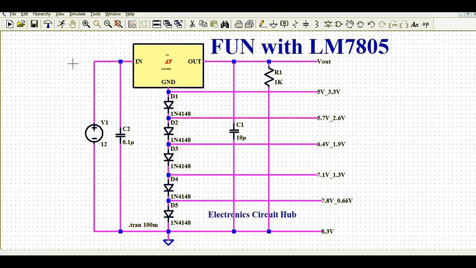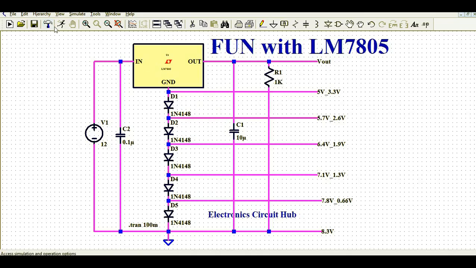Let us understand how you can generate multiple output voltages by using a single chip only. At the input side, I am using 12 volt. So 12 volt is the input for the LM7805 IC, and if you look here, I have connected multiple diodes: diode D1, D2, D3, D4 and D5. So I have 5 diodes here. You can also connect multiple diodes as per your requirement, but for now, I have connected 5 diodes here. And now I'm gonna check the output voltage and see how much output voltage we are getting.